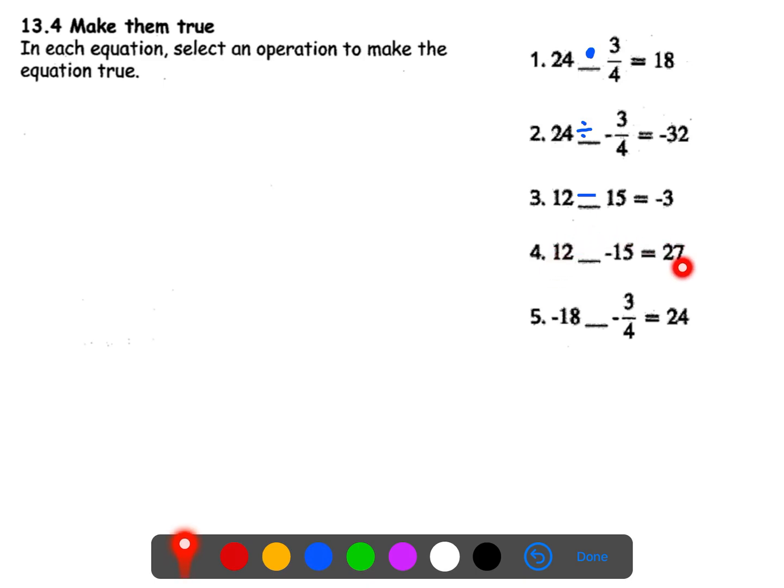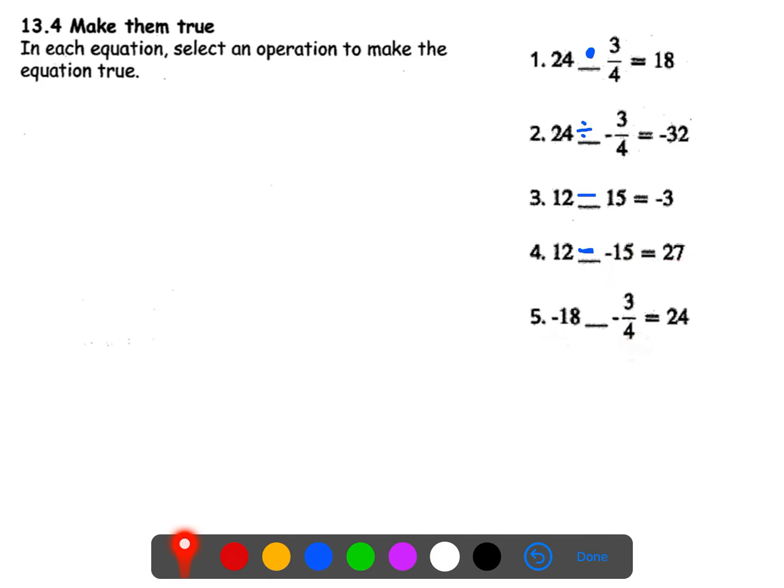Then we're going from 12 to 27, so we're increasing in value, but we're using a negative number. Using a negative number to increase this value is kind of tricky. So if we added -15, that would just make this smaller. It would become -3, so addition won't work. If we multiplied, we'd get a negative answer, or divided, because only one of these numbers is negative. So the only thing left is subtraction. And if we're subtracting a negative value, it's like adding the opposite of this negative value. It's like adding 15, and that would make 27 happen.